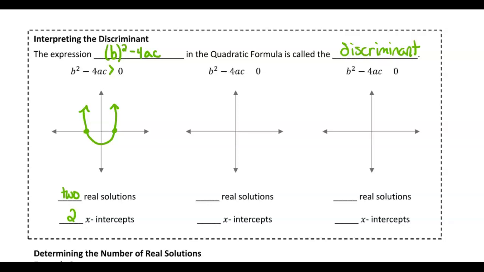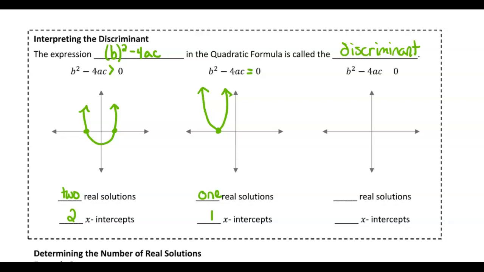So if the discriminant equals 0, meaning the number under the square root is 0, then it has one real solution, which means it has one x-intercept. What that would look like is, if it has exactly one x-intercept, that means the vertex is on the x-axis, and then it either opens up or down. But just the vertex is on there.